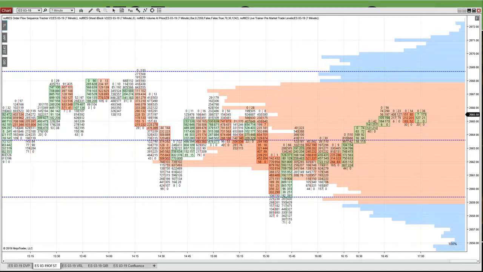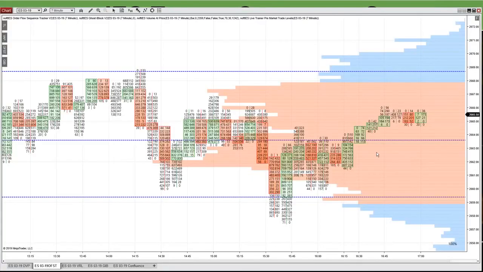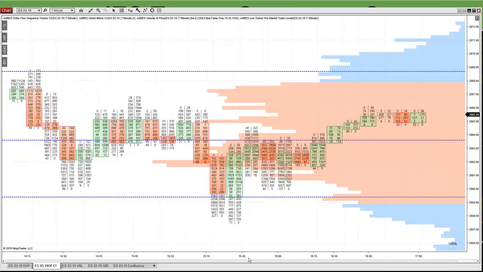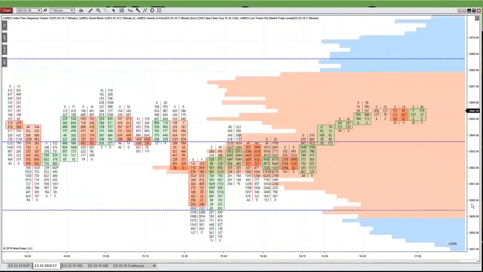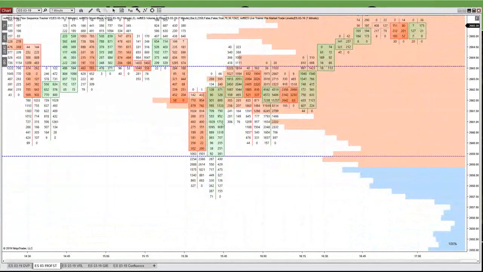Now, the third thing I want to find out is the commitment of traders in the correct zone. I'll explain what that means. Some of these terms are ones the Noft team has put together, like institutional trade levels. They call them homework levels. Commitment of traders is where the most number of orders are placed within a candle. So let me zoom in here. This is the third condition, and again, it's just a step-by-step process to identify an opportunity.